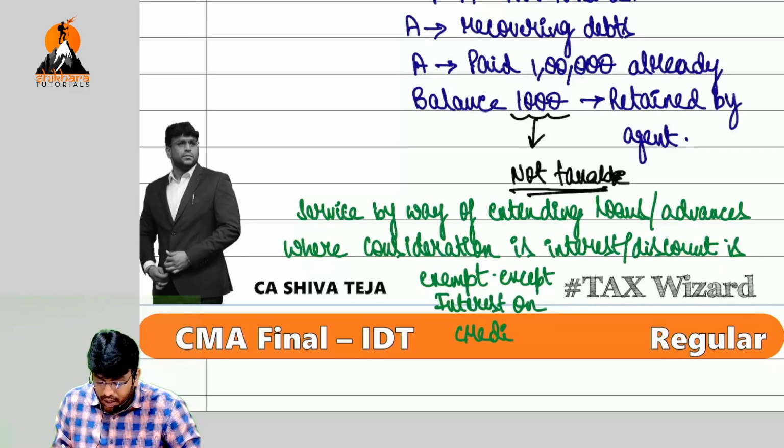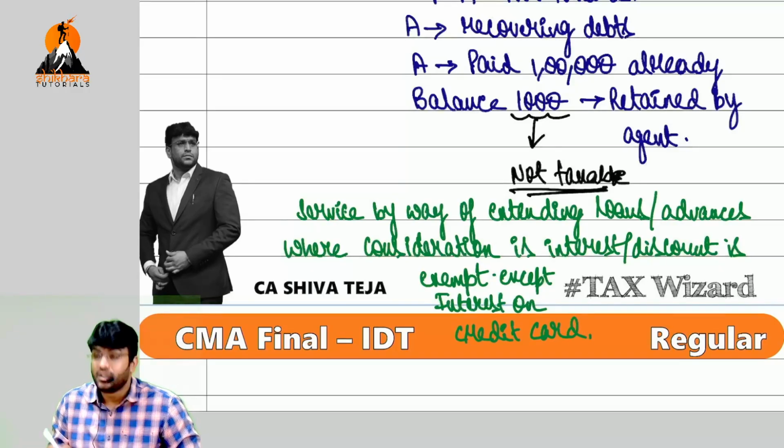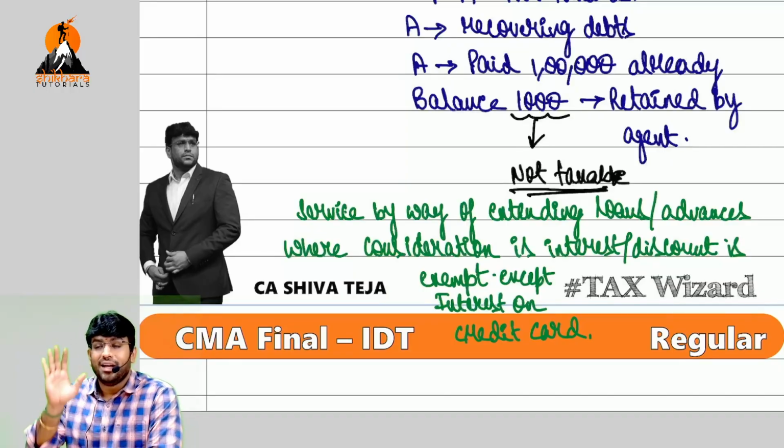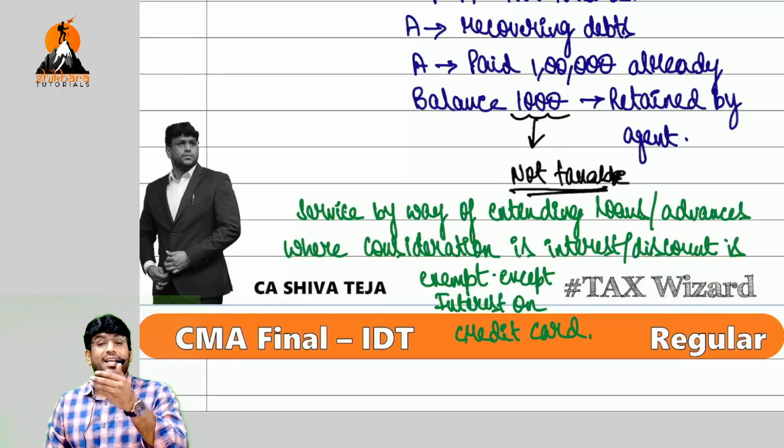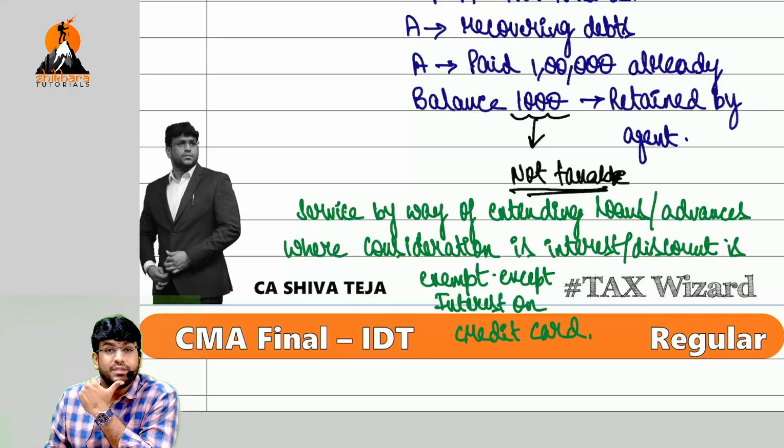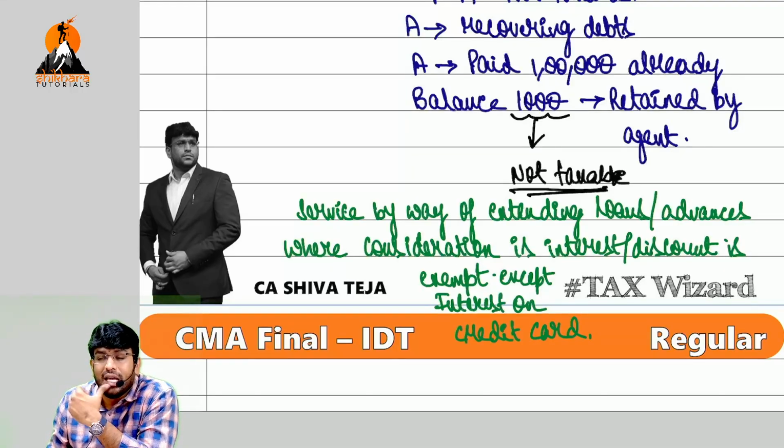Interest on credit card. Sir, that is the reason why, listen very clearly. Practically, when we take a loan from a bank, for loan, we pay every month EMI, sir. EMI means what?